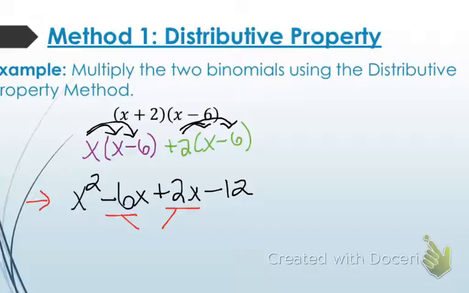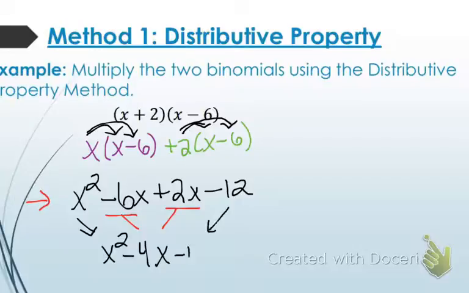So those two go together. Okay, I'm going to bring down the x squared because we're not doing anything to that. Negative 6x plus x, well, they have an x in common. Negative 6 plus 2 is just negative 4.